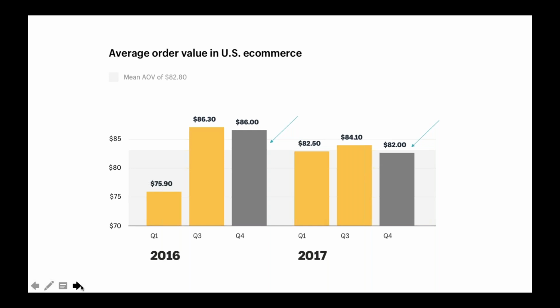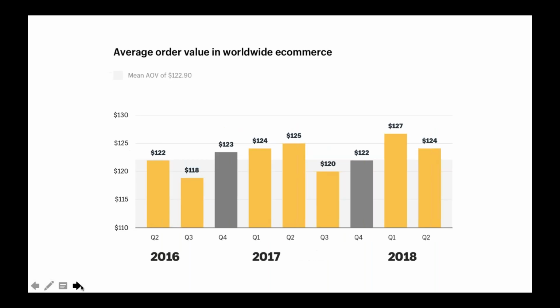Expanding our scope worldwide, we get a higher AOV of $122.90. But again, we've got one Q4 that is above the mean and one that's below. Now, I'm terrible at math. I'm a words person. So let me just give you the pre-calculated so what of all of this.